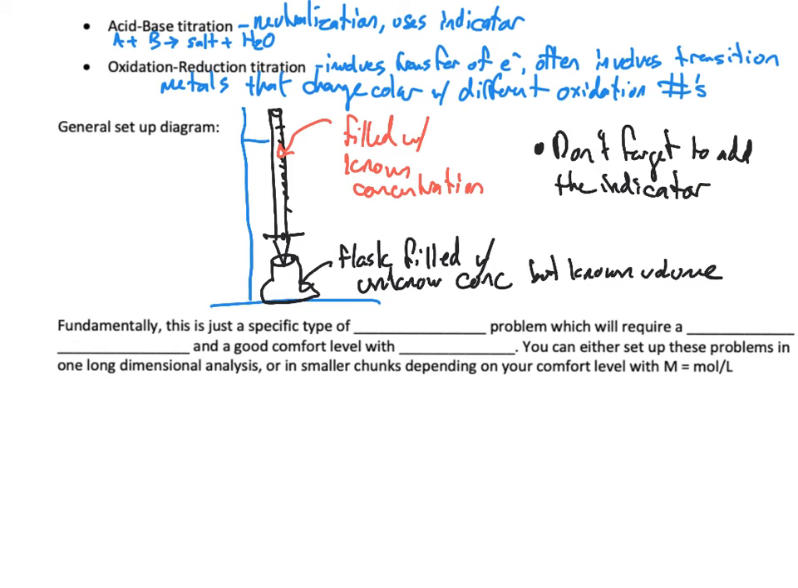So where do we want the indicator to go? Well, we want the indicator to go in the flask, not in the burette, because I don't care if the stuff in the burette changes color. All I'm doing is removing things out of the burette. The flask is where the reaction is happening, right? The flask is where you are combining two different solutions. So that's where you need the indicator.